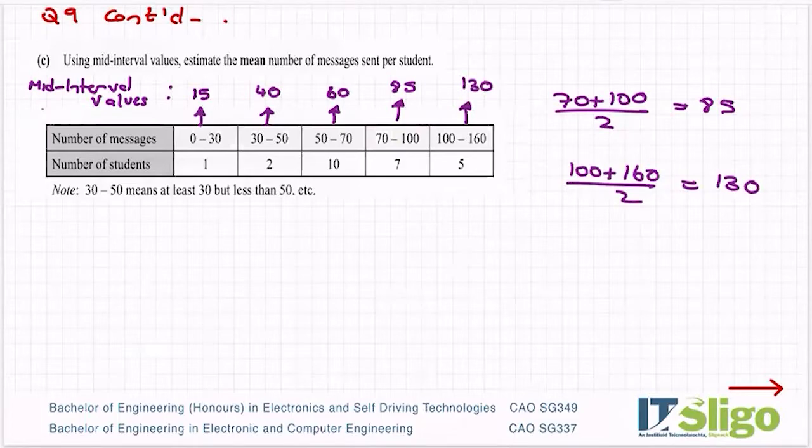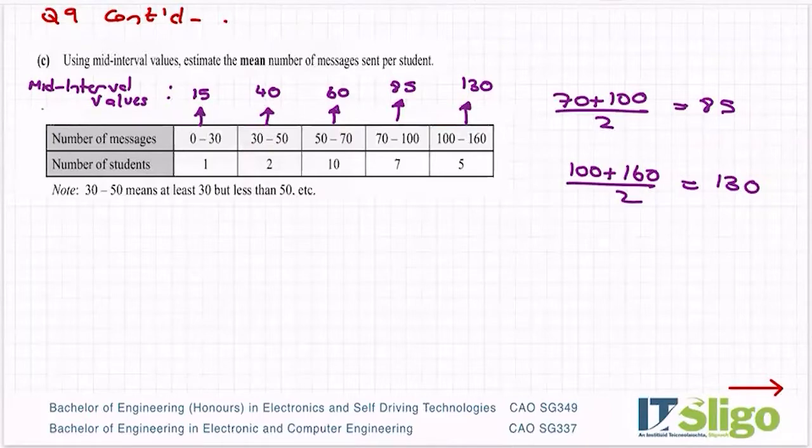Why do we need them? Well, to get the mean, we add up all the number of messages sent and divide by the number of students. But of course, we don't know the exact number of messages this one student sent. We know it's between 0 and 30, but we've no idea what exact number it is. It could be 0, 1, 2, 3, 4, 5, 6, 7, it could be anything up to 29. So we estimate it. We pick the number in the middle and say, on average, he might have sent 15 messages. These two students, again, we don't know the exact number of messages they sent. It was somewhere between 30 and 50. So we take the middle of the road number, which is 40.